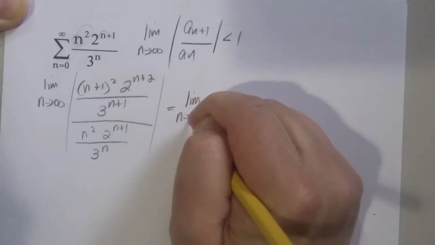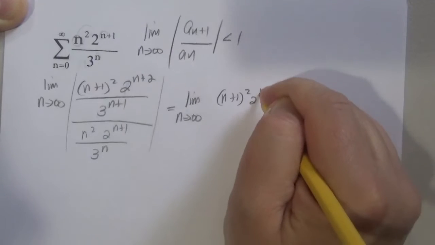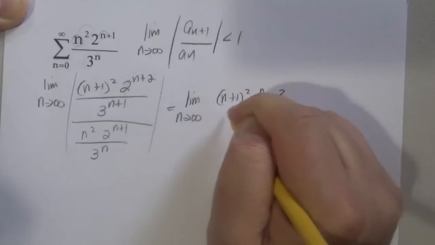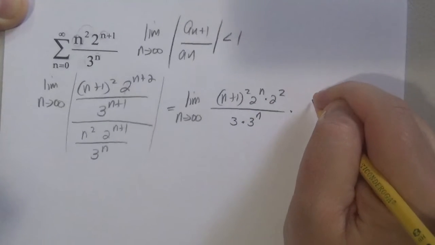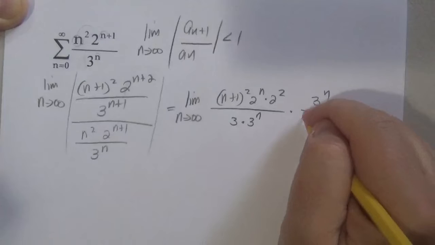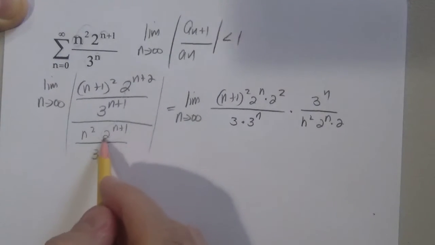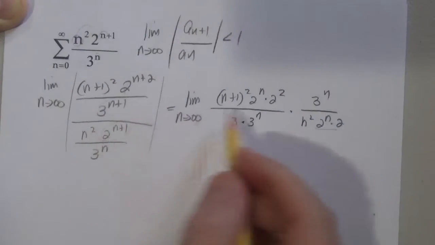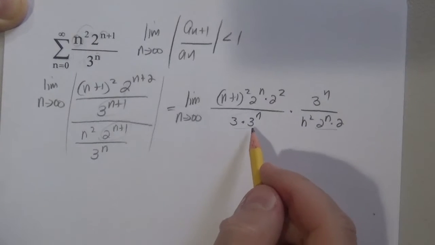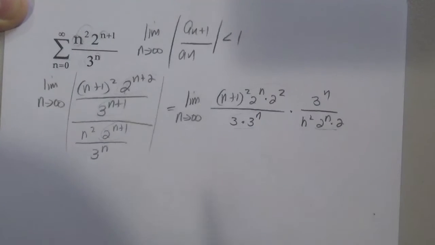I get the limit as n goes to infinity of (n plus 1) squared, 2 to the n times 2 squared, over 3 times 3 to the n, times 3 to the n over n squared, 2 to the n times 2. So 2 to the n plus 2 I wrote as 2 to the n times 2 squared, and 3 to the n plus 1 I wrote as 3 times 3 to the n. And that's just exponential rules.